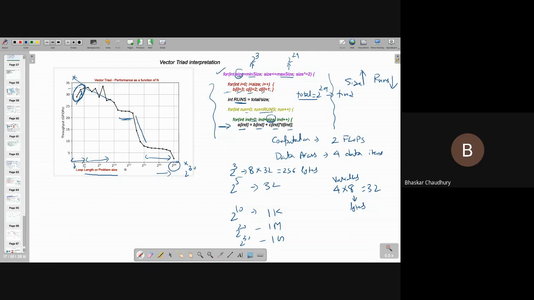So what is happening when your size is small? Let's say size is somewhere like 2 to the power 3, 2 to the power 4, 2 to the power 5, 2 to the power 6. These are small sizes compared to this whole x-axis. Now, when your size is small, your runs are going to be bigger, because if size is smaller, the runs are bigger. So that means you are going to have more and more temporal locality, right?